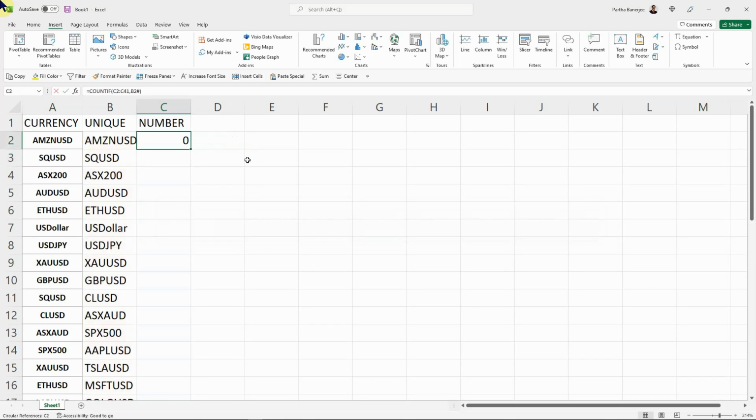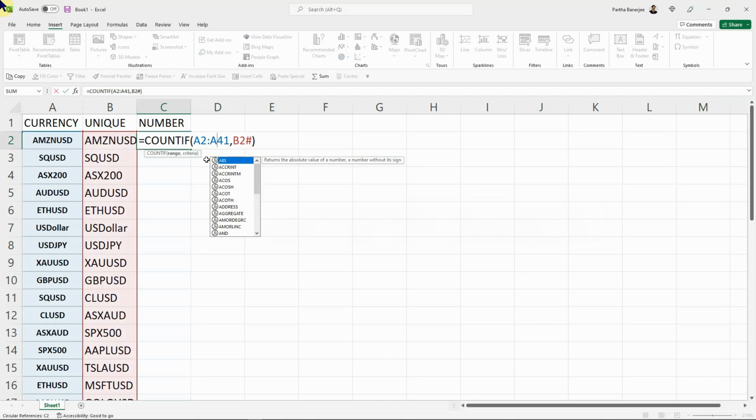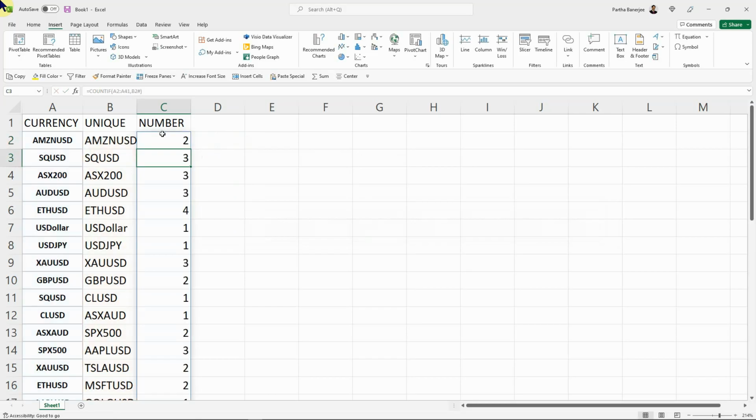Not filled in. Alright. Why did it not fill in, my dear friend? Criteria. Range is C2 to C41. Oh my goodness, not C, A. You could have told me. A2 to A41. And we are searching B2, this one, and then enter. Aha! How good is that?